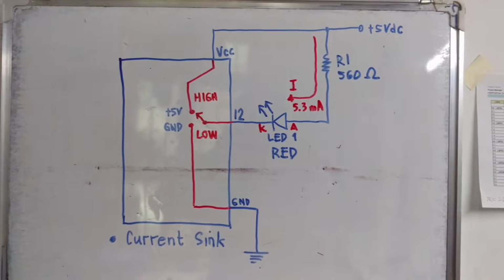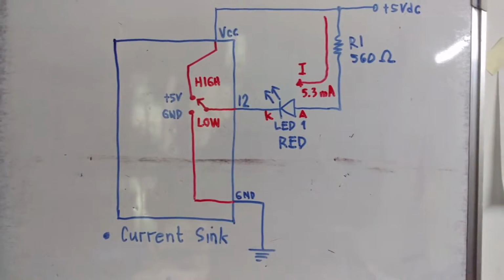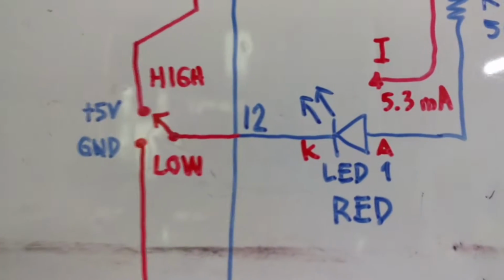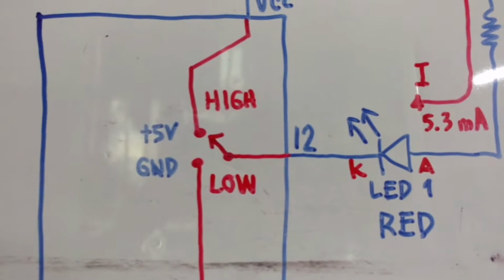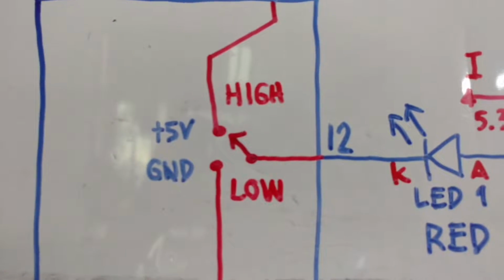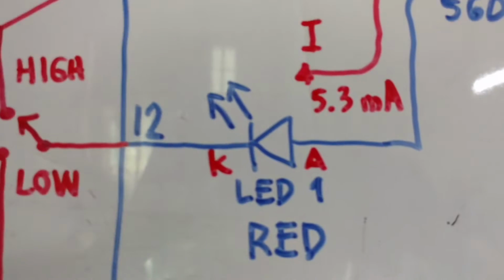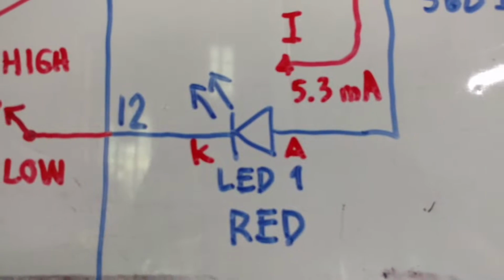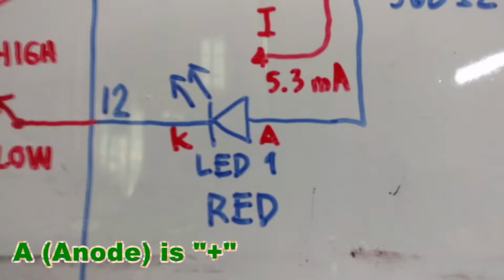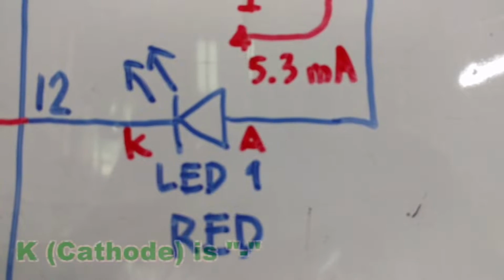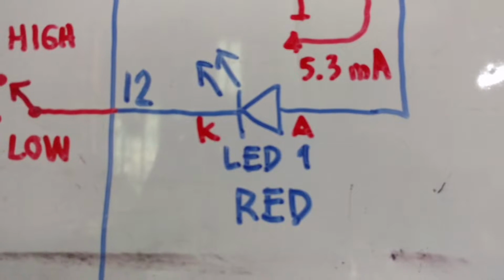Let's see what's going on inside the microcontroller in the current sink configuration. We can imagine that pin 12 of the Arduino Uno R3 is connected internally into the microcontroller. It's just like a switch, then you can select high and low. We are controlling a red LED, and the rule of the LED is that the anode must be more positive than its cathode in order for the red LED to light up.